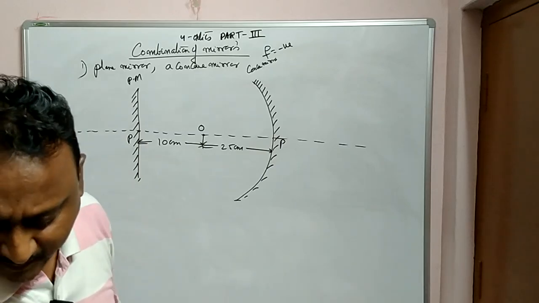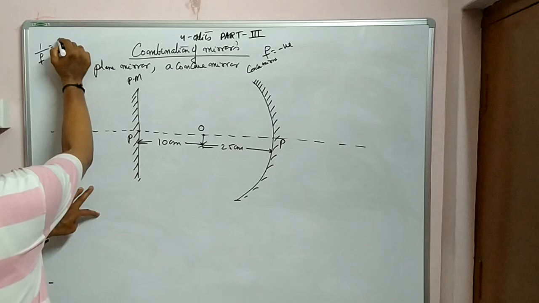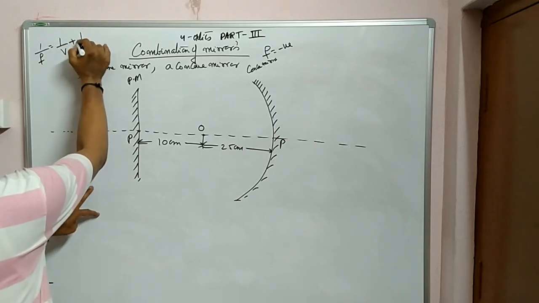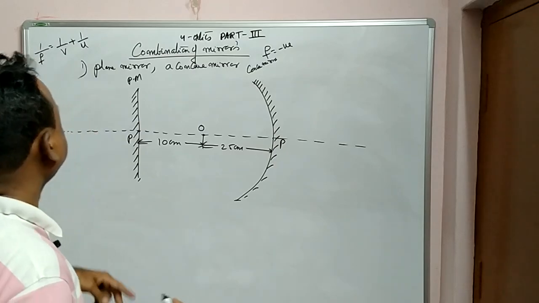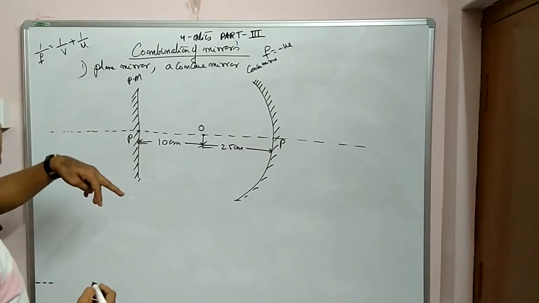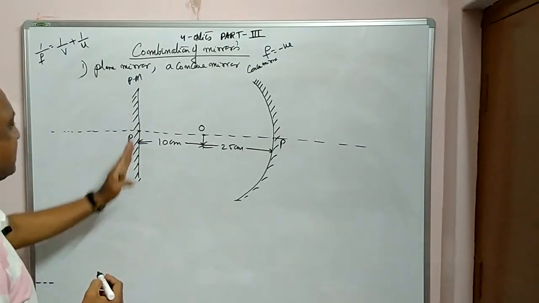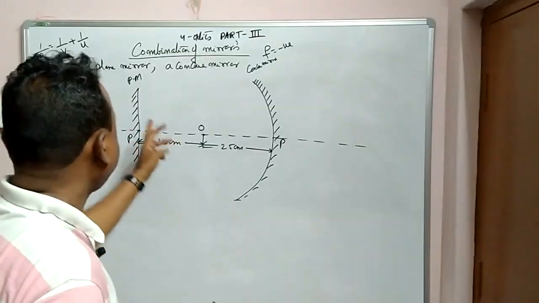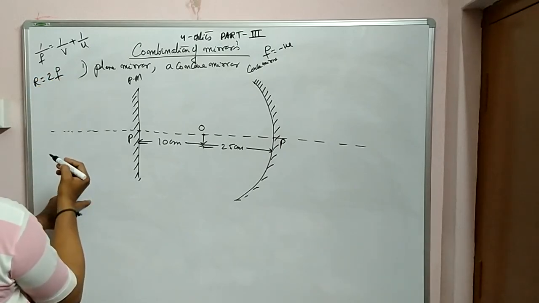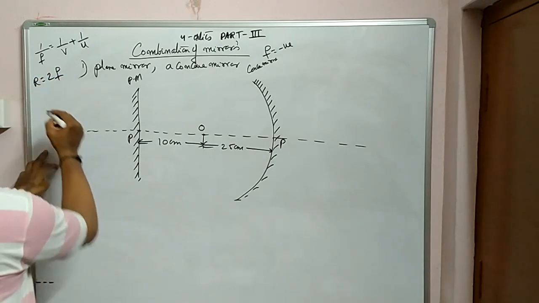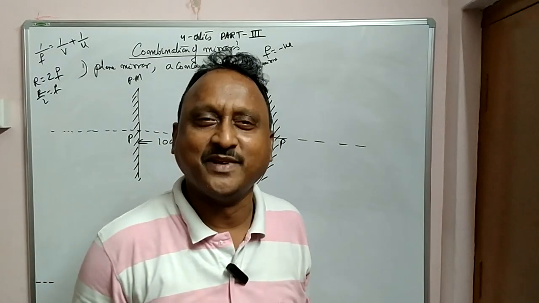But for a plane mirror, if you apply the formula 1 by f is equal to 1 by v plus 1 by u, what is the radius for a plane mirror? Infinity. Because it is a straight line, R is taken as infinity. But R is equal to 2f, or R by 2 is equal to f. So the focal length also becomes infinity for a plane mirror.